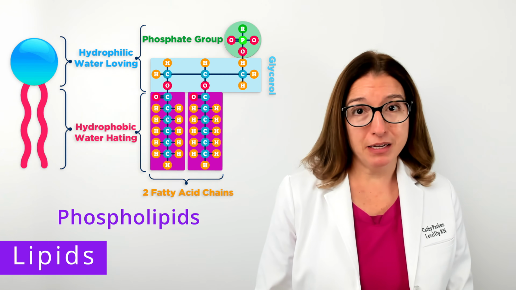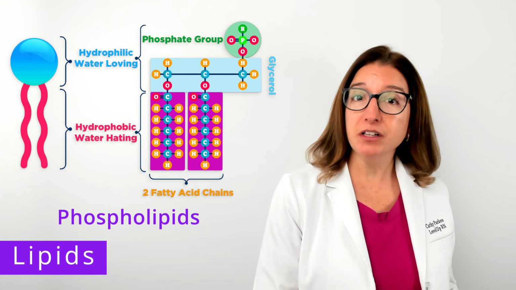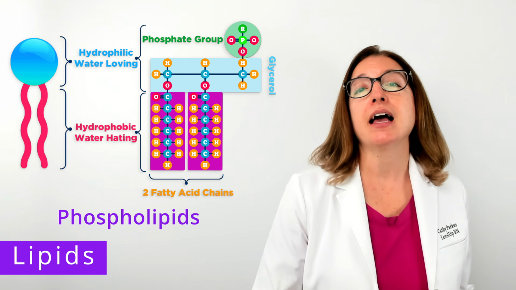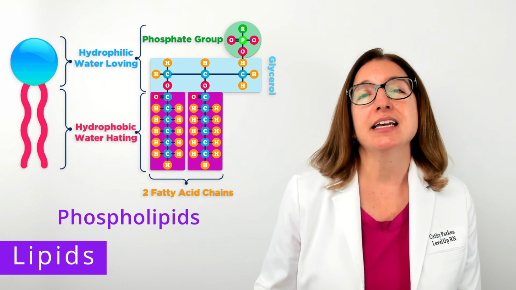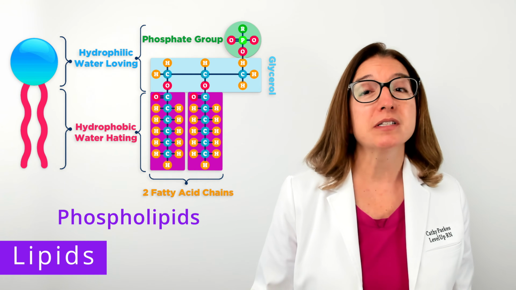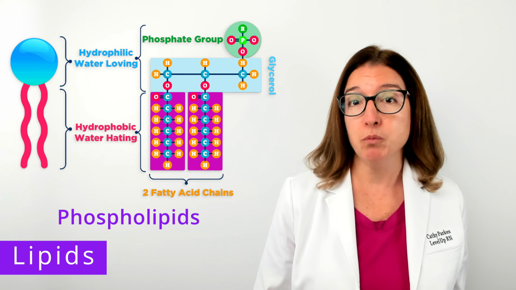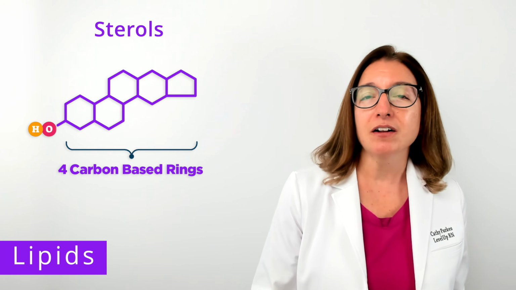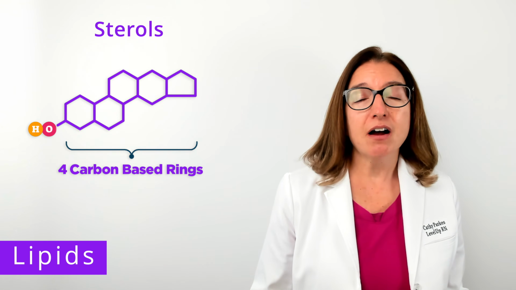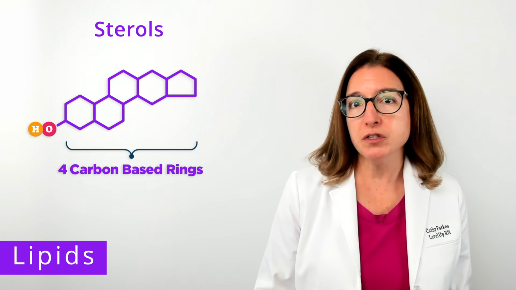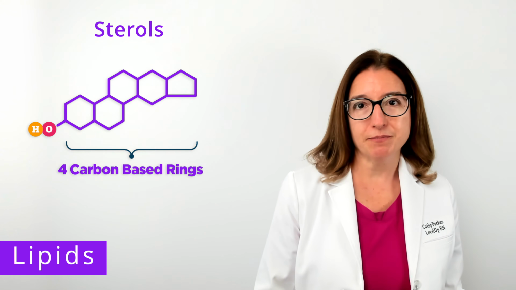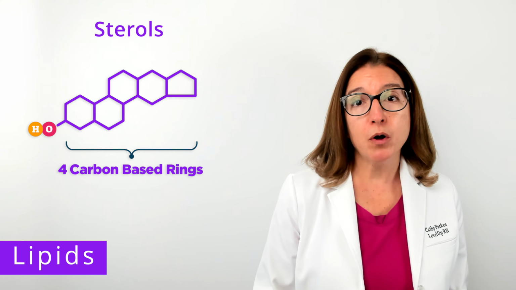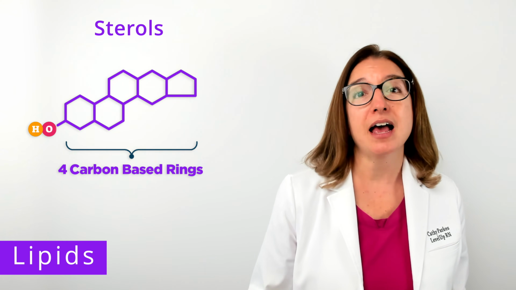Phospholipids are also lipids. They contain a hydrophilic region that contains a phosphate group and a glycerol, and a hydrophobic region that contains two fatty acids. And we will definitely be talking about phospholipids more when we discuss cell membranes. And then sterols are lipids as well. Sterols are complex ringed molecules that strengthen cell membranes. Examples of sterols include cholesterol, as well as hormones such as testosterone and estrogen.